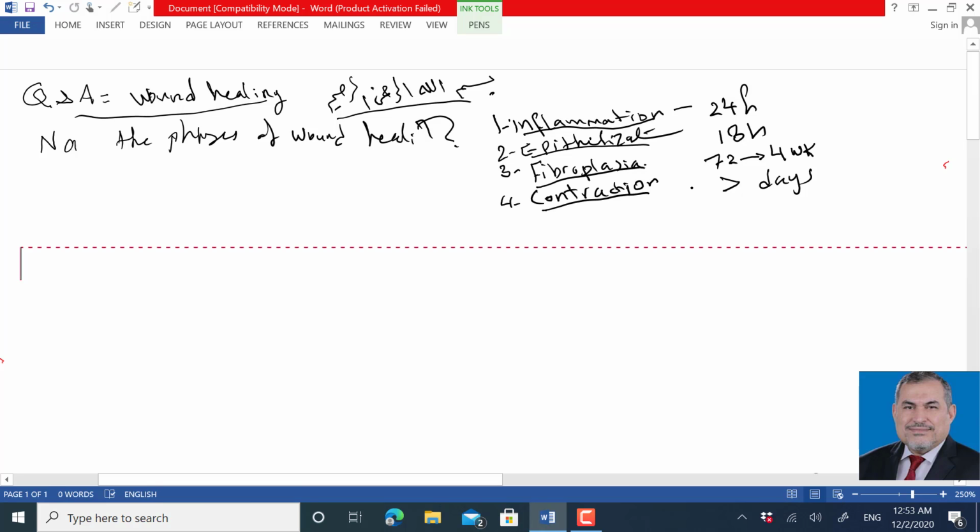Okay. What are the actions that occur in each of the following phases? What happens in inflammation? Vasoconstriction, followed by dilatation and capillary leak, and it causes edema. Okay, this is the first day of inflammation.